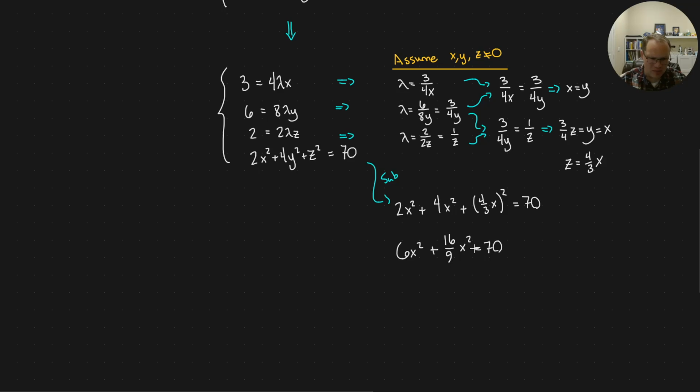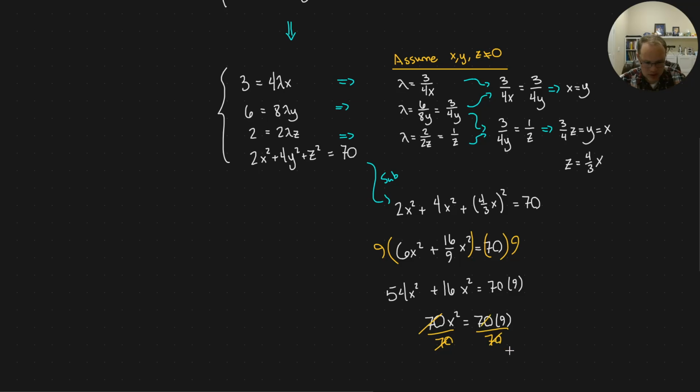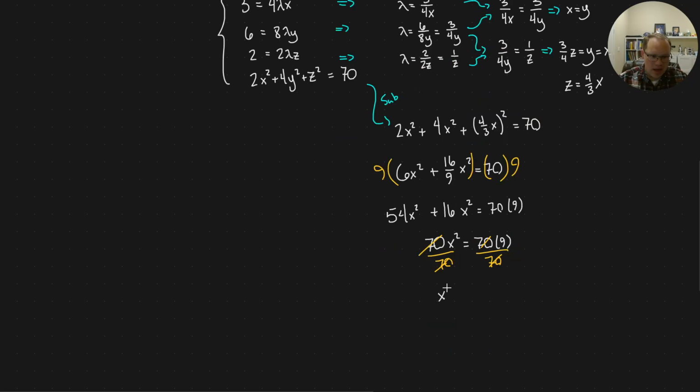Rather than dealing with the fraction, I'm just going to multiply everything by 9, both sides. 9 times 6 is 54, plus the 16x squared equals, and I'm seeing where this is going. So I'm not actually going to multiply these. I'll just leave it as 70 times 9, because I see that 54x squared plus 16x squared gives me 70x squared. And so I'm going to divide by that 70 anyway. So if I divide both sides by 70, I get x squared equals 9, which means x could be plus or minus 3.